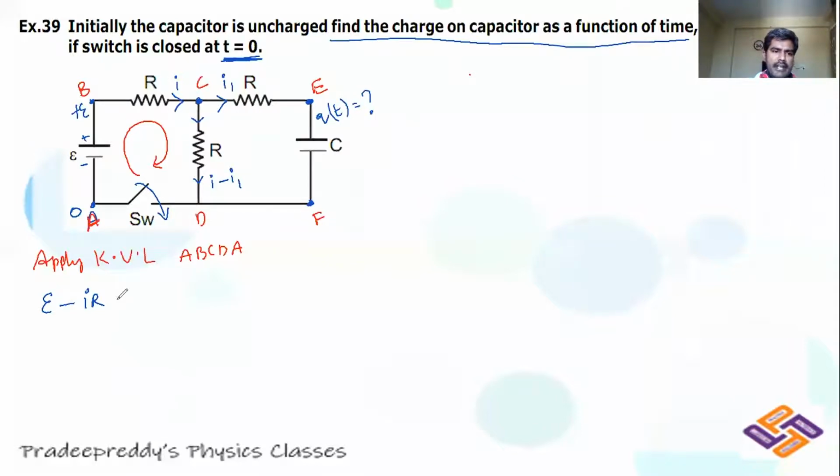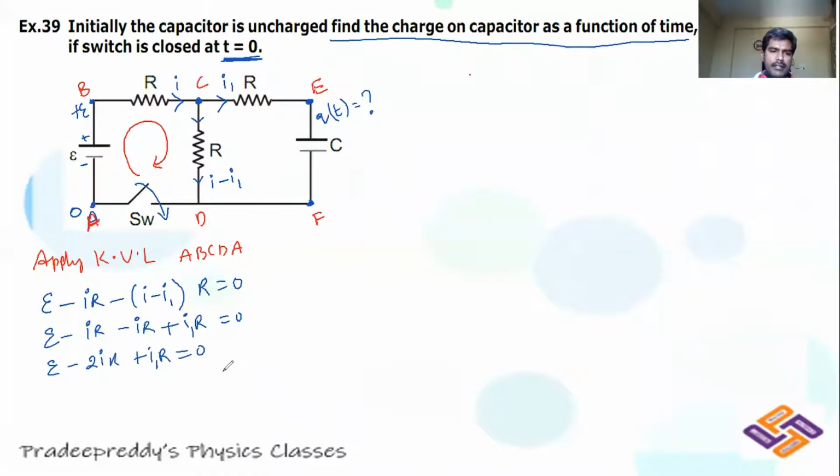Therefore it is minus IR into minus of I minus I1 into R is equal to 0. This gives you E minus IR minus of IR, minus of minus will become plus, I1R is equal to 0. It is E minus 2IR plus I1 into R is equal to 0, right? This is equation number 1. Let me consider that as equation number 1.